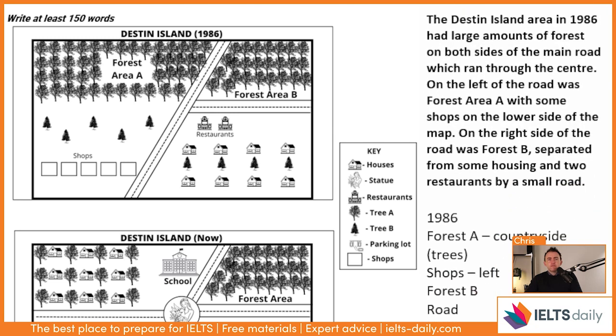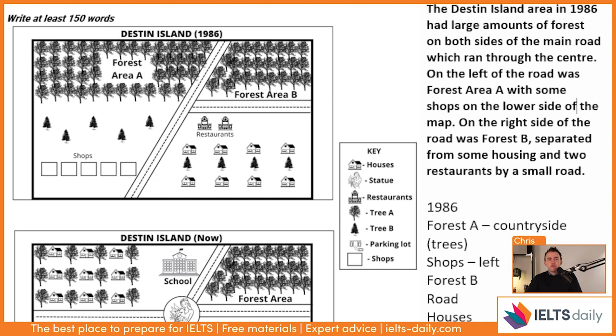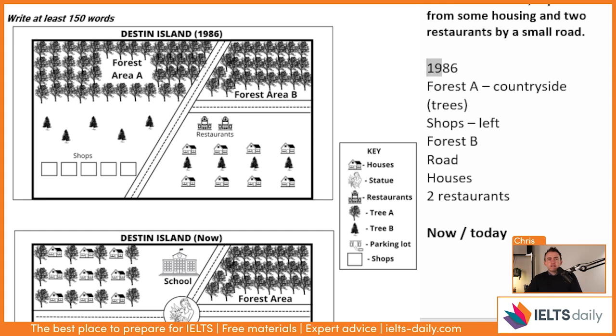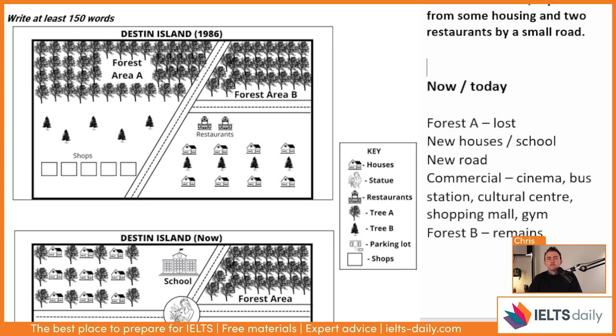So notice here that my paragraph is just about the time before. If I look at my 1986 notes: Forest A, countryside, I haven't used the word countryside, we might do that. Shops on the left, Forest B, road, houses, two restaurants. I think we've covered everything. Great.